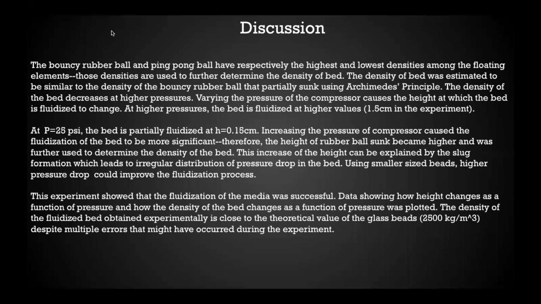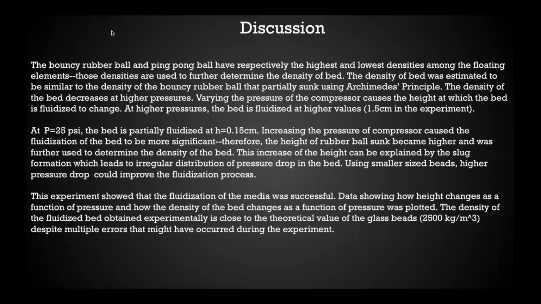After fluidization, we noticed that a couple of elements float and others sink. The focus will be on the floating elements, which we will use to determine the density of the bed. Among the floating elements, we will focus on the bouncy rubber ball and the ping pong ball, which have respectively the highest and the lowest density. Using the Archimedes principle, we concluded that the density of the bed is estimated to be similar to the density of the bouncy rubber ball.